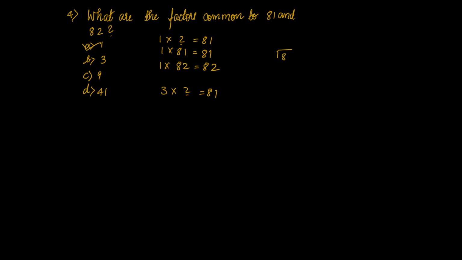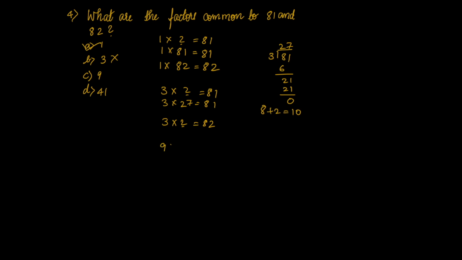Well, three can be multiplied by 27 to get you 81. Now, what about 82? Well, we know the divisibility rule of 3, so 8 plus 2 is equal to 10, which is not divisible by 3. So 82 is not divisible by 3 either, so there is no number that you can multiply by 3 to get you 82. So 3 is not a common factor of both 81 and 82.